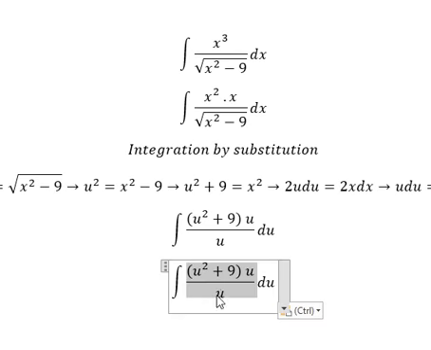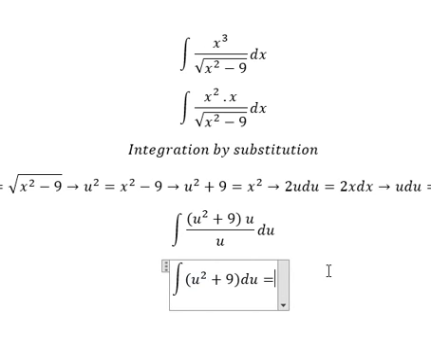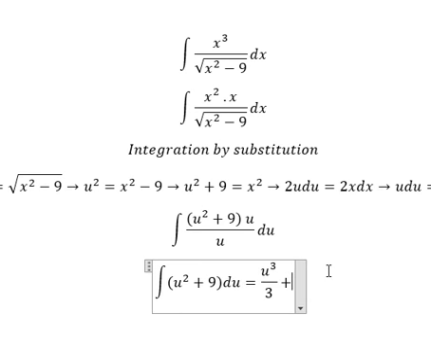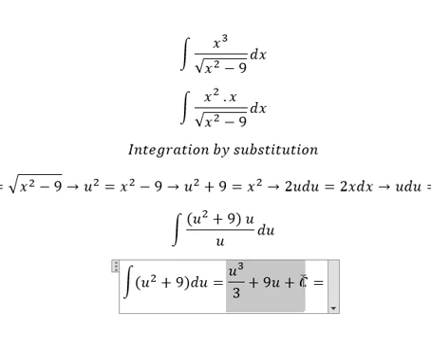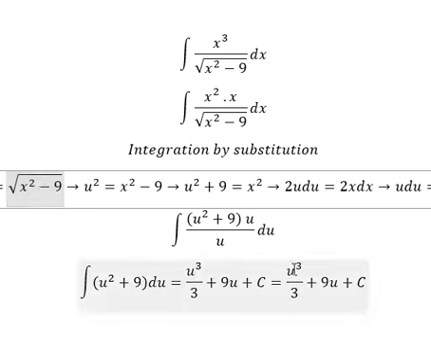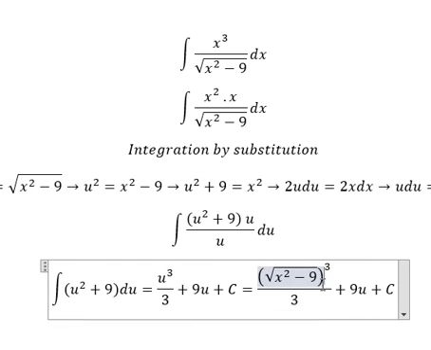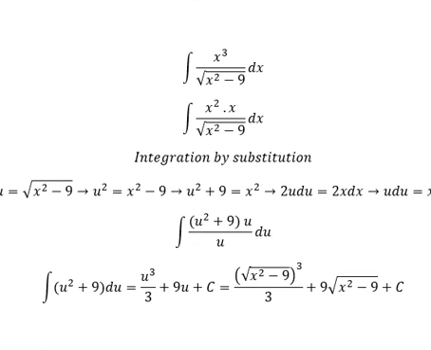We simplify the integration of u squared. We have u to the power of 3 over 3. About number 9, we have 9u, and we put plus c. About u, that's about this one. And this is the final answer.